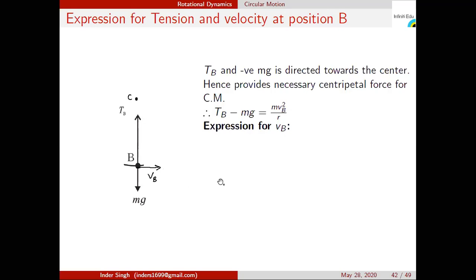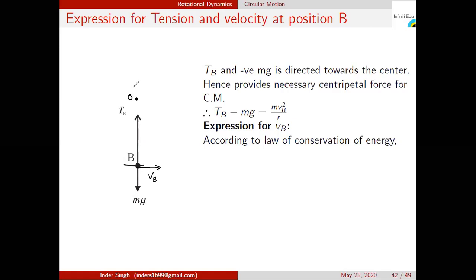Next is expression for vb. So we have to consider the law of conservation of energy. According to the law of conservation of energy, total energy at position B and total energy at position A are equal. The center will be represented by O, because C is reserved for the midway position. So total energy at position A is equal to total energy at position B, that means kinetic energy plus potential energy at position A is equal to kinetic energy plus potential energy at position B.